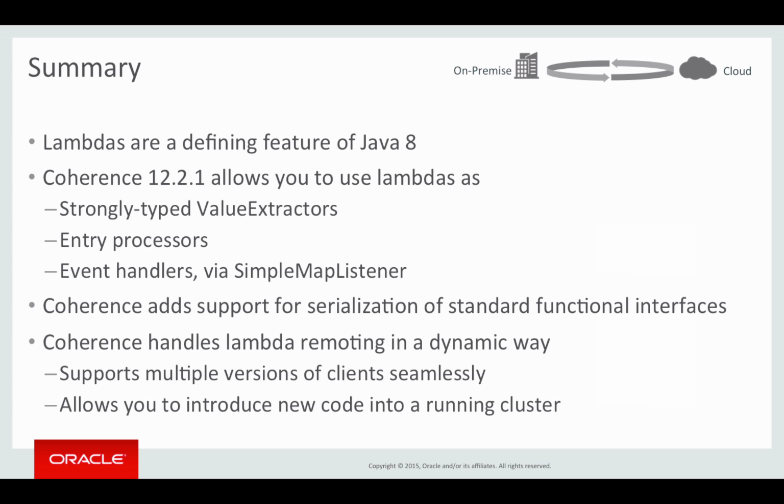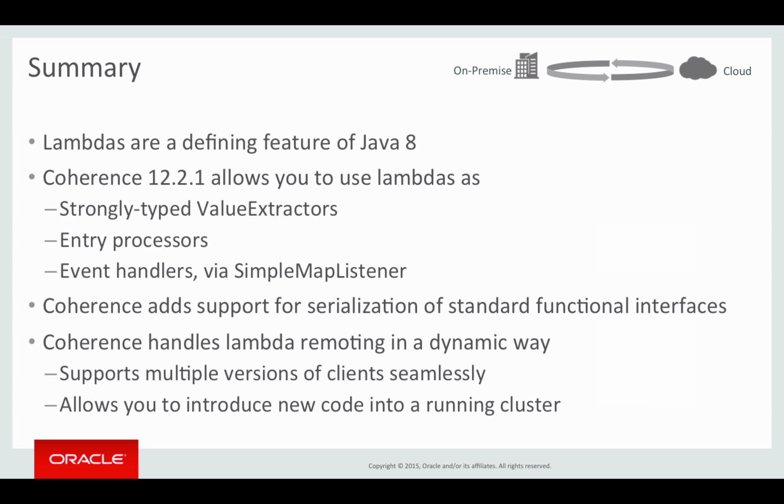As I said earlier, Lambdas are a defining feature of Java 8. It is a feature that we've been waiting for a long time, and it's great to see that it's finally here. And for me personally, it's even better to see that I can use them in Coherence as well. Coherence allows you to use Lambdas as of the 12.2.1 release as value extractors. Method reference is obviously the easiest way. You can use other Lambdas as value extractors as well, but method references are probably going to be the most common one. You can use them as entry processors, which is very powerful, as you saw in the demo.